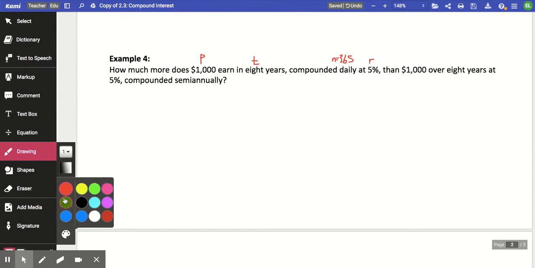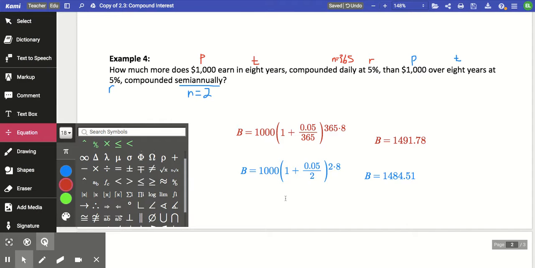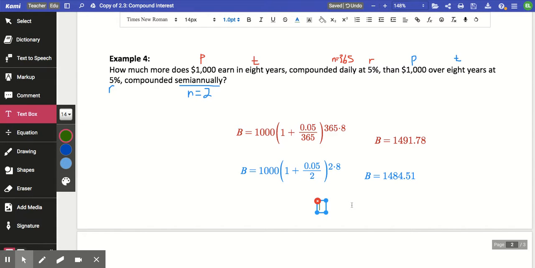In the second scenario, P stays the same, T stays the same, R stays the same, but notice N is now a value of 2, since we're only compounding twice per year now. So that would lead us to the following 2 equations. And once they are simplified, we get, so in this case, there's only a slight difference. But once again, the only thing that changed was the compounding frequency. So just by compounding daily instead of semi-annually, it earned an extra $7.27 in interest.